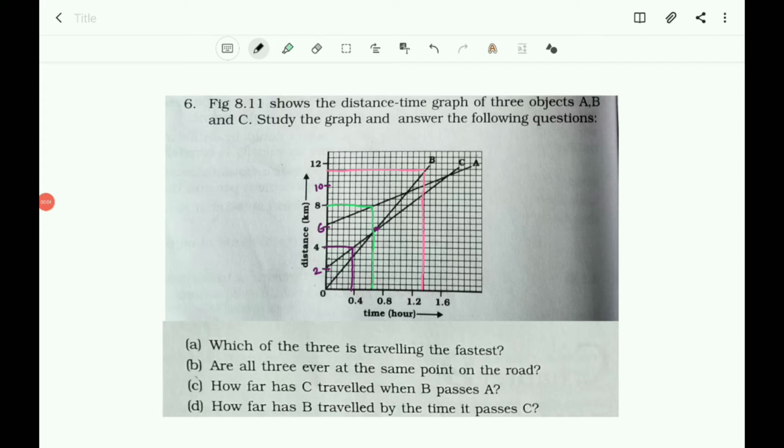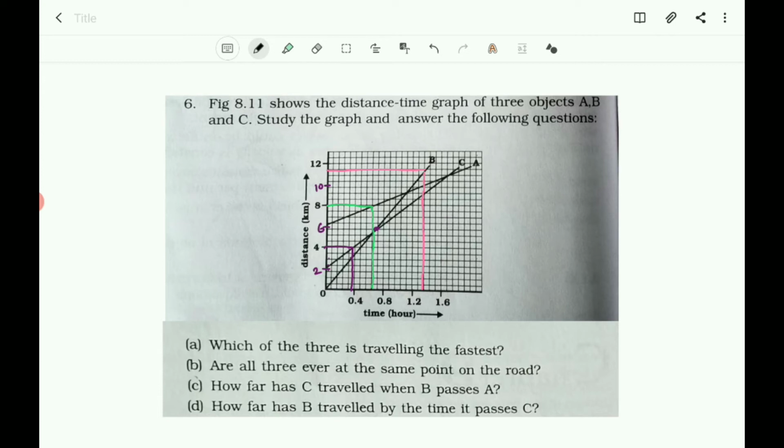Come to question number 6. Figure 8.11 of your textbook shows the distance-time graph of three objects A, B and C. Study the graph and answer the following questions. A, which of the three is traveling the fastest? B, are all three ever at the same point on the road? C, how far has C travelled when B passes A? D, how far has B travelled by the time it passes C?